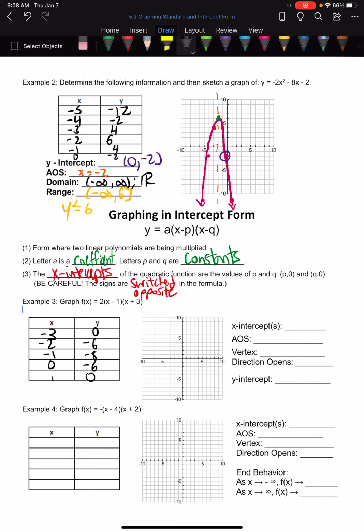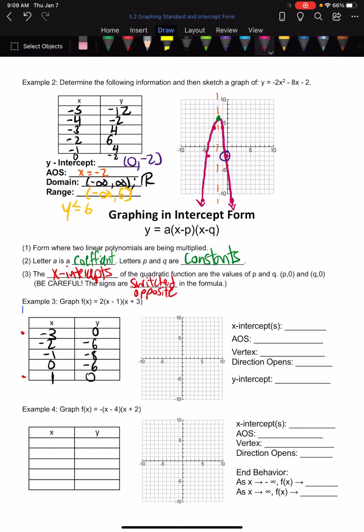So let's look at that function. It says f of x equals 2 multiplied by x minus 1 and x plus 3. And then let's look at our two x-intercepts. So I have negative 3, 0 is one of them, and 1, 0 is the other. Notice that the opposite of p, which in this case is negative 1, is positive 1. So we do have an x-intercept at 1, 0. So that's good. And then the opposite of q, so q right now is 3, so the opposite would be negative 3, and that's where our other x-intercept is, so negative 3, 0. So let's plot these points on our graph.